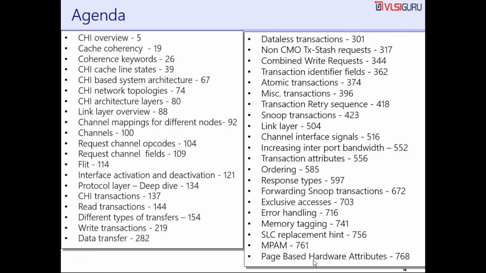Each of these will be covered with the relevant examples. What is shown in the numbers is the corresponding slide numbers. This is done around 780 slides or so. It is kept elaborate so that each and every topic is done in depth. This is a brief about what is planned as part of the Chai protocol training.